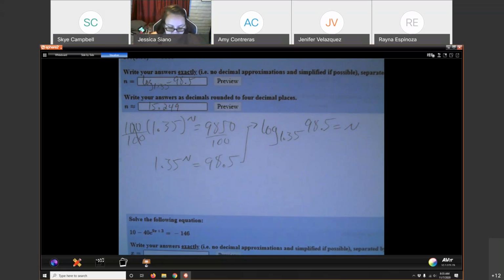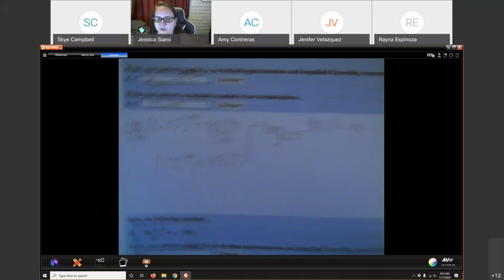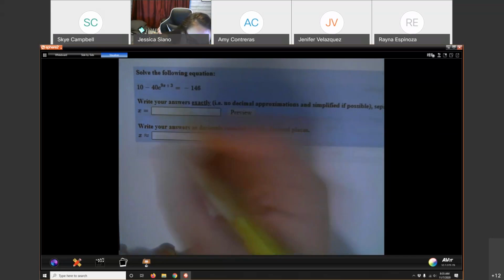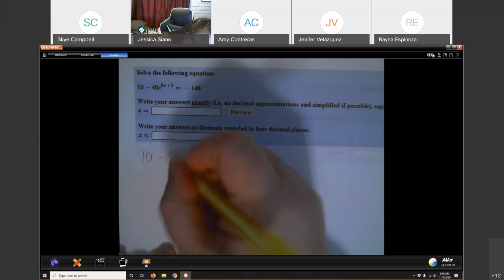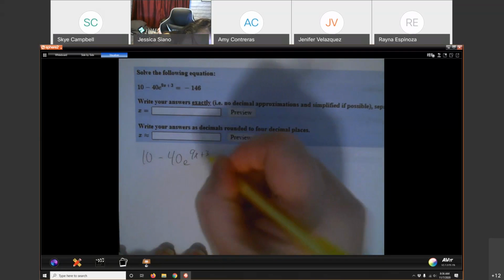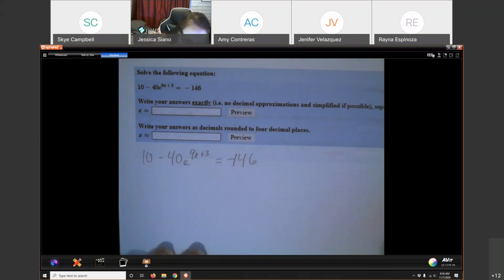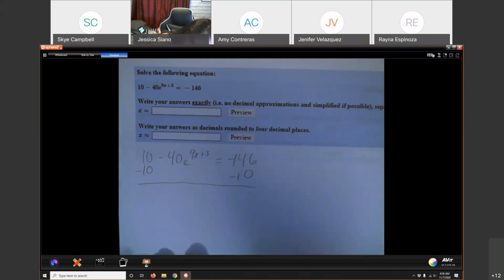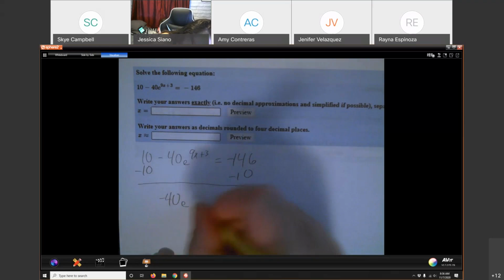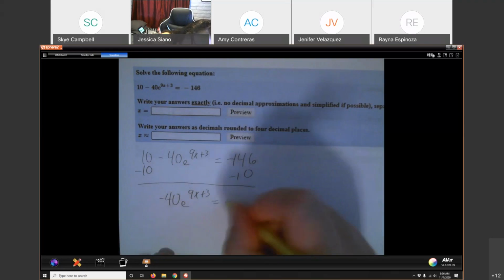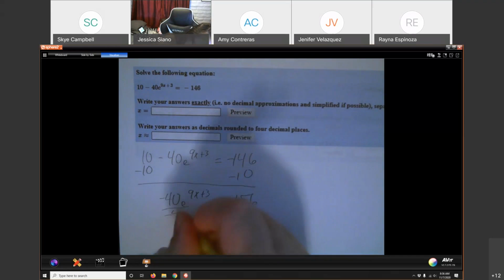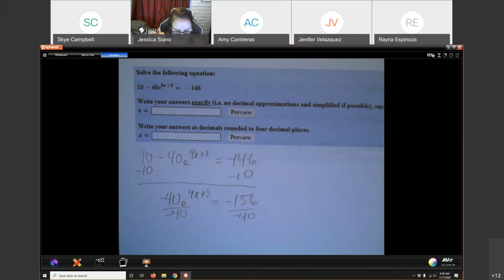Uh-huh. Thank you. Okay. So this next question is going to look very similar. I'm going to isolate my thing with my exponent. So the first thing I'm going to do is subtract this 10. And then the next thing I'm going to do is divide this negative 40.9.